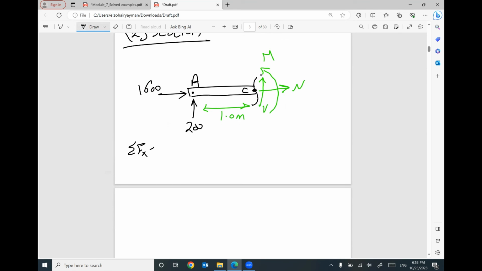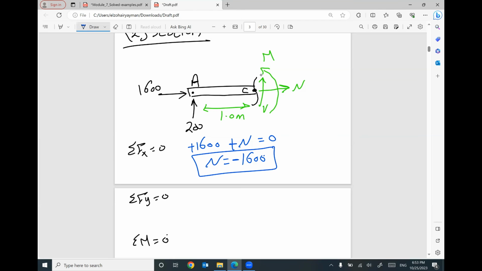Summation Fx equals 0. Summation Fy equals 0. Summation moment at any point equals 0. If you apply the three equilibrium equations, summation of x, we have positive 1600. We have positive capital N equals 0. Your capital N will be negative 1600. Summation Fy equals 0, we have positive 200. We have positive V equals 0 in y direction. Your capital V will be negative 200. Negative means I assumed the wrong direction.